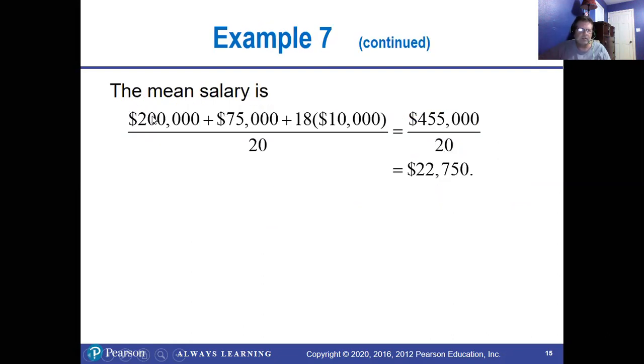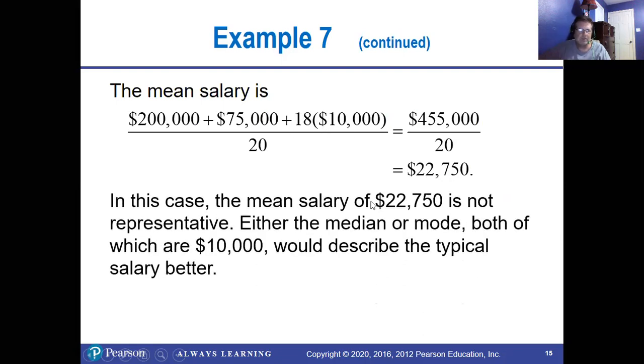As you do all that math, add them up: 200,000 plus 75,000 plus 180,000, because that would be 18 times 10,000. You get a mean or average salary of $22,750, which, if you think about it, only 2 people make more than, and 18 make less than. Not a very good way of showing that data.